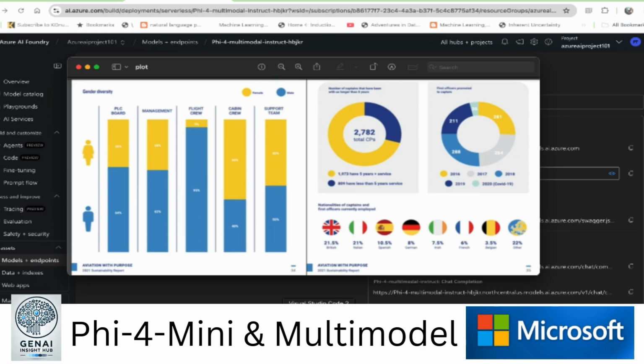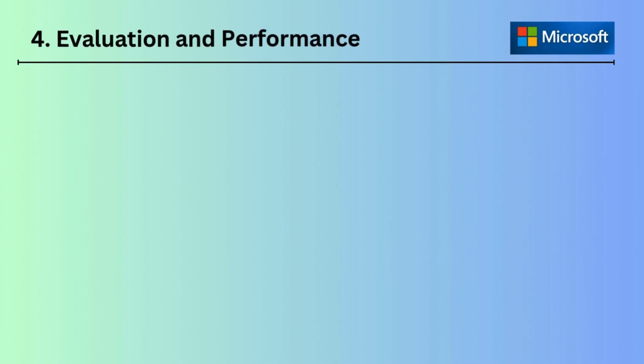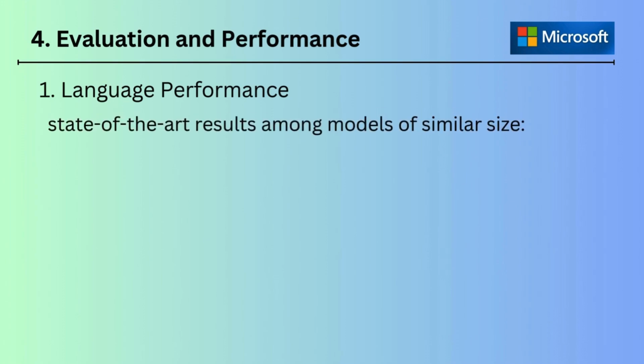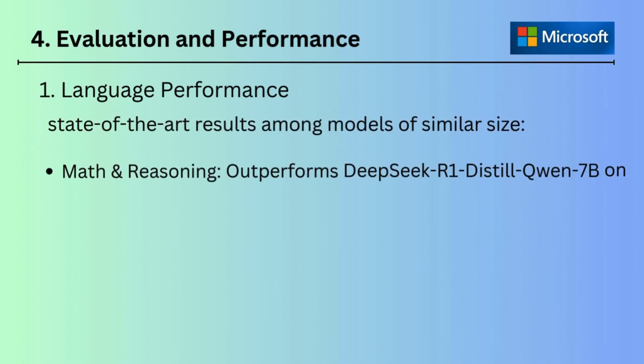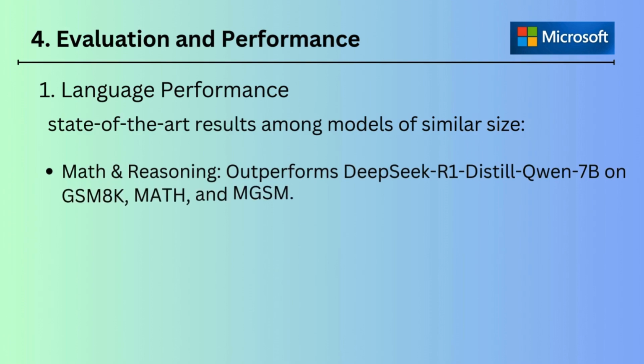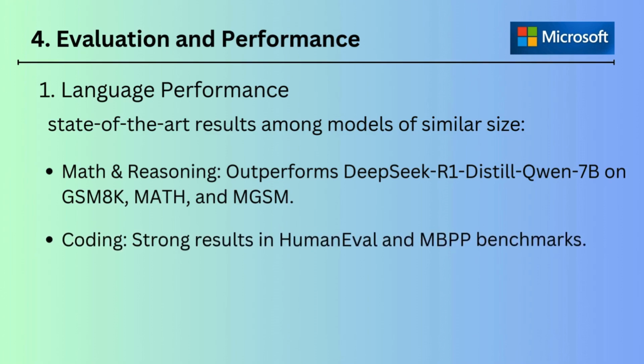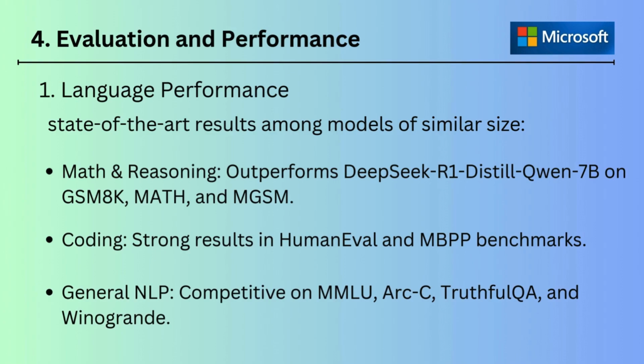Now, let's continue summarizing the research paper by exploring the evaluation and performance of Phi-4 Mini and Phi-4 Multimodal. 4. Evaluation and performance. 1. Language performance. Phi-4 Mini achieves state-of-the-art results among models of similar size. Math and reasoning: outperforms DeepSeek R1 Distill, Qwen 7B on GSM-8K, Math, and MGSM. Coding: strong results in HumanEval and MBPP benchmarks. General NLP: competitive on MMLU, ARC-C, TruthfulQA, and Winogrande.